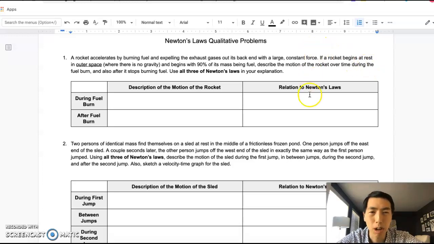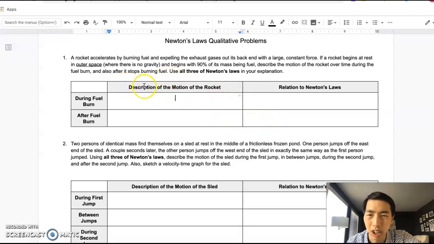So for these kinds of problems, I'll normally set a table up for you so that you can help organize your answer and so that you also kind of know what you're expected to talk about. So this question asks us to describe the motion of the rocket, and we want to do it during the fuel burn and also after it stops burning fuel. So it really wants us to talk about four things that's kind of summarized in this table here.